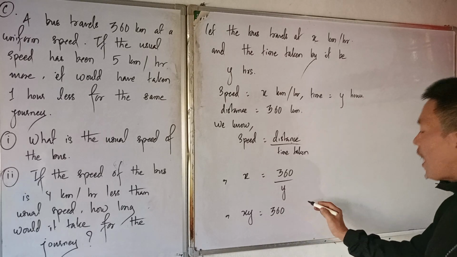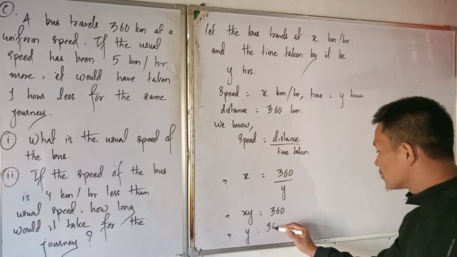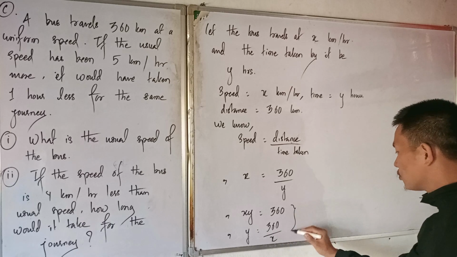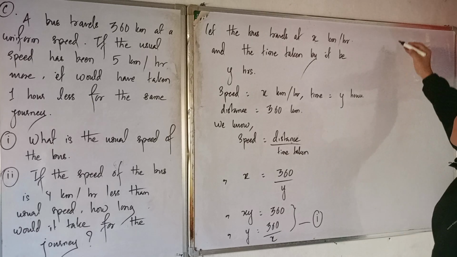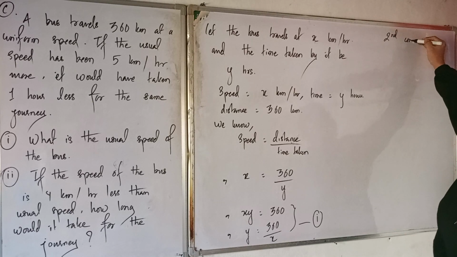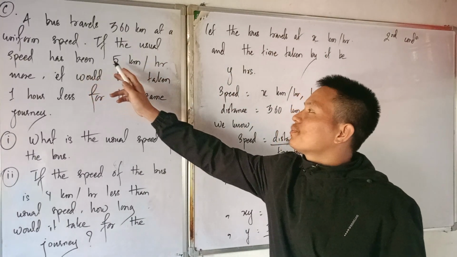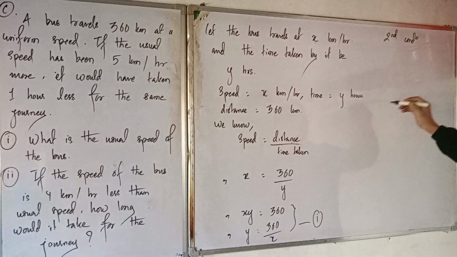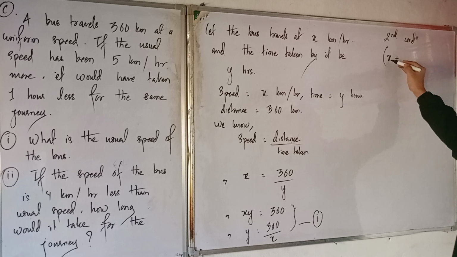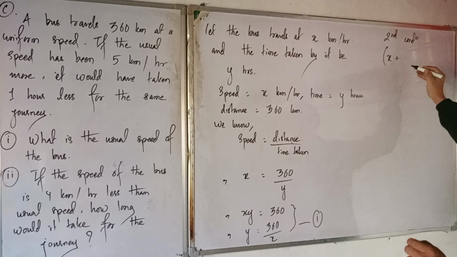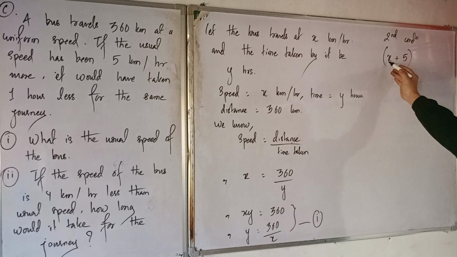So you can consider this equation one, or y equals 360 by x. So this whole becomes equation two. You will be needing both. Now the second condition is, if the usual speed has been 5 kilometer per hour more, so this x is the usual speed, which means you have to add 5 in this speed.